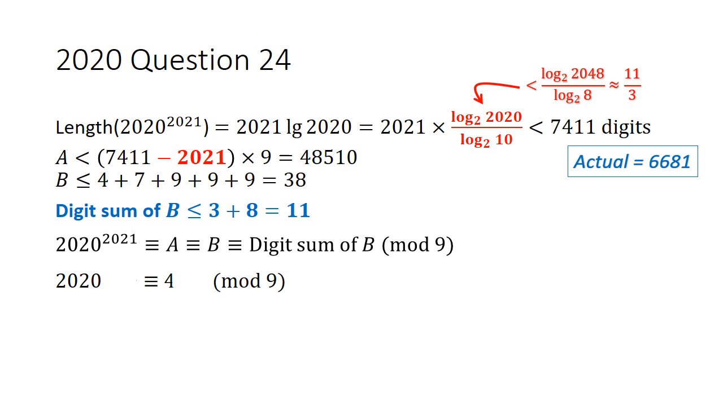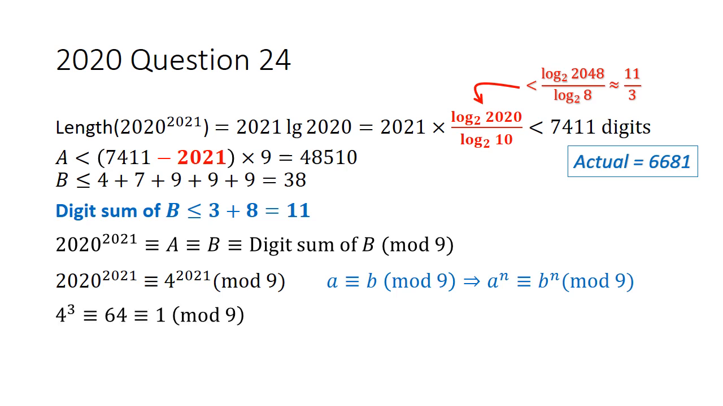We can raise both sides to the power of 2021 using a modular arithmetic rule. They would still have the same remainder. Next, if we look at the powers of 4, there's a very interesting power of 4, which is 4 cubed. 4 cubed gives us a remainder of 1 when divided by 9. And if we raise both sides to the power of 673, we can see that 4 to the power of 2019, which is 4 cubed to the power of 673, will give us a remainder of 1 when divided by 9.